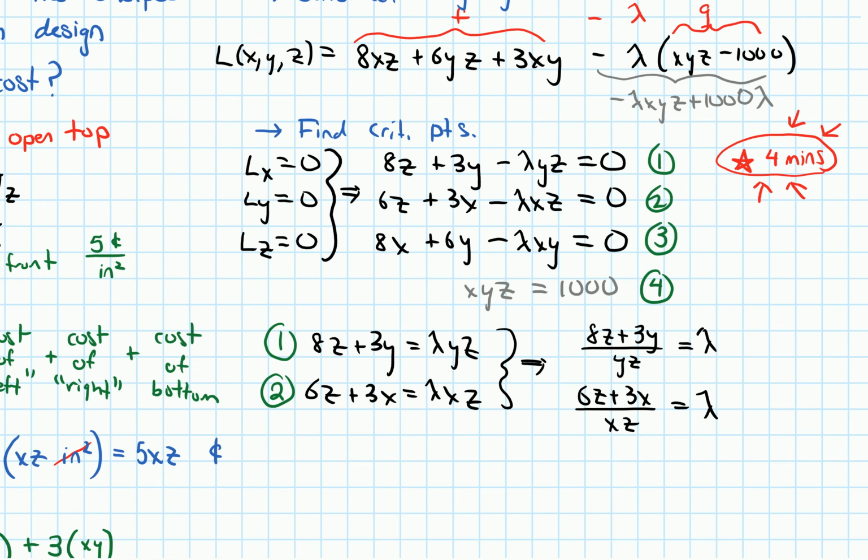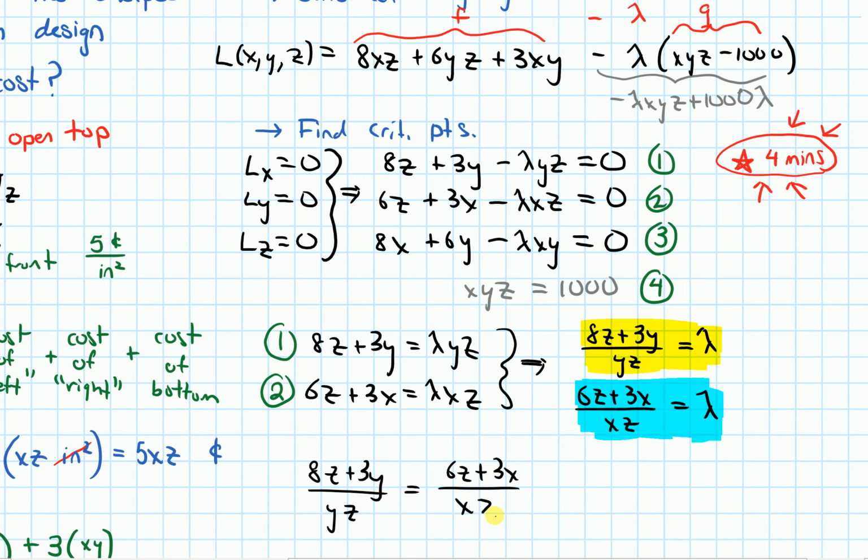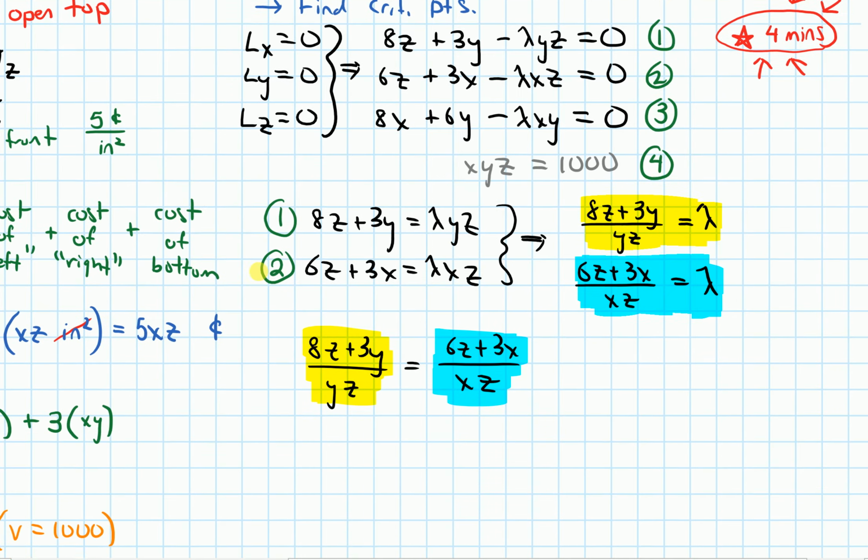So I have this expression for what lambda equals from the first equation, and I have the second expression for what lambda equals from the second equation. And the nice thing about isolating the lambdas in these 2 equations is that it lets me now set them equal to each other. So we get 8z plus 3y over yz equals 6z plus 3x over xz. So we've set the first expression we got for lambda, highlighted in yellow, equal to the second expression we got for lambda, which is highlighted in blue. So I need to keep working with this equation.